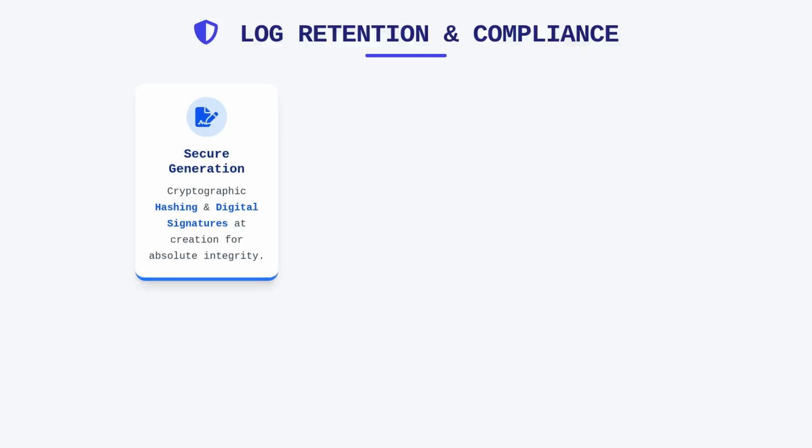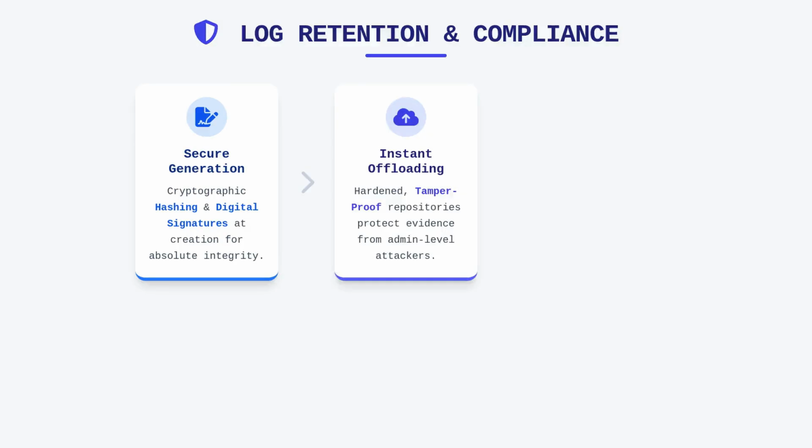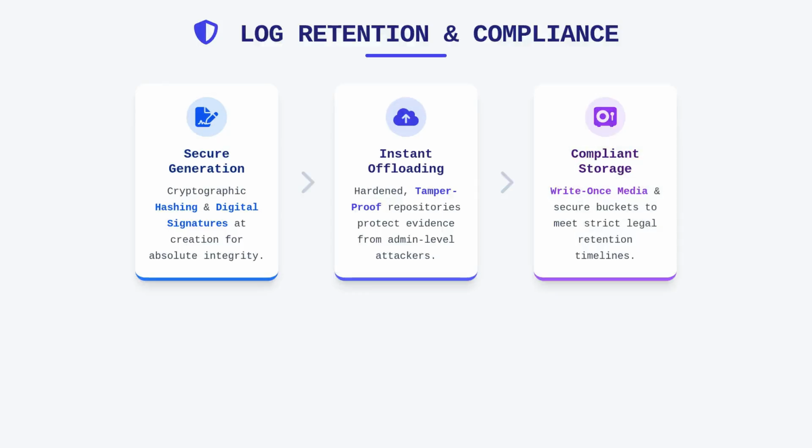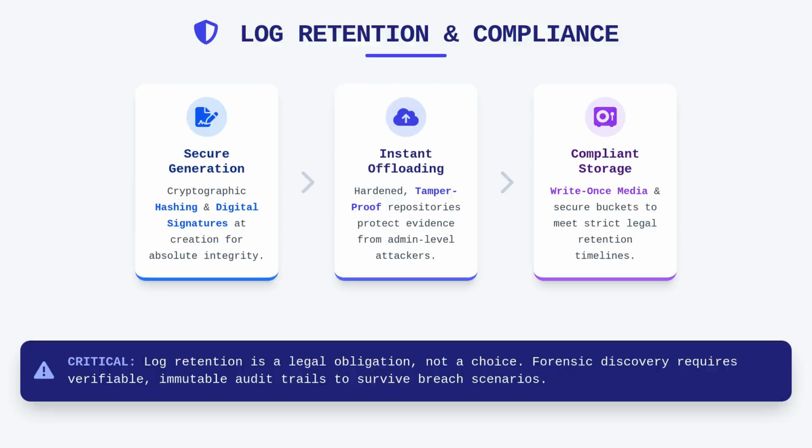Furthermore, integrity is paramount, and you achieve this by implementing cryptographic hashing or digital signatures for your log files at the moment of creation. If an attacker gains administrative access, their first instinct is often to clear the event logs to hide their tracks. By offloading these logs instantly to a hardened, tamper-proof repository, you ensure that even if the source machine is compromised, the evidence of the breach remains safely preserved for your forensic team.